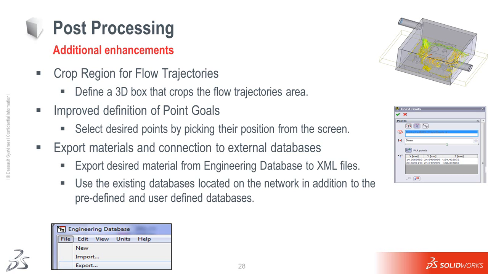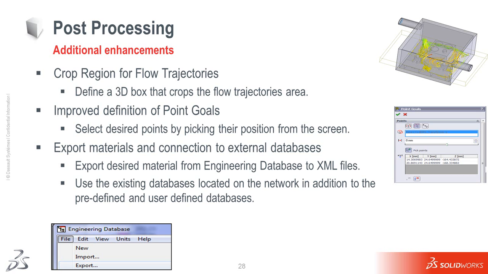Goal convergence is one of the conditions for finishing the calculation. Goals can be defined as global goals, surface goals, volume goals, as well as point goals. In SolidWorks Flow Simulation 2012, an additional point selection mode is available for point goal definition. Now users can select desired points by picking their position from the screen. The point goal tool is now consistent with the points parameters.